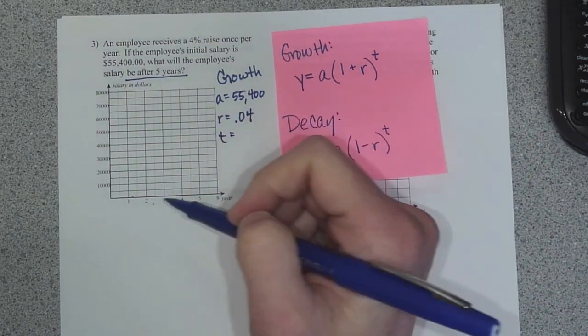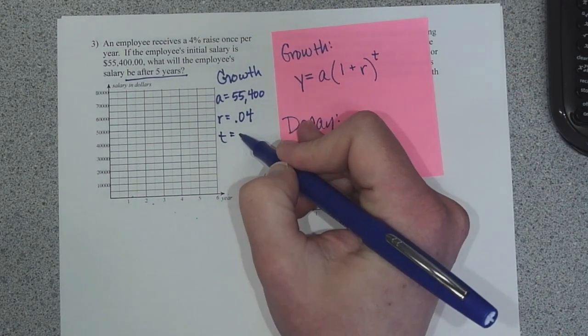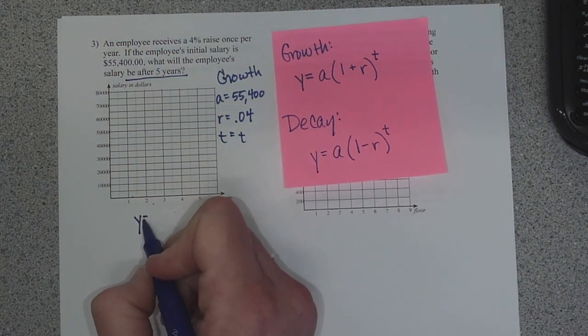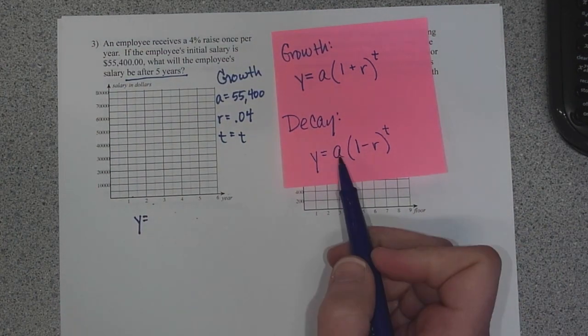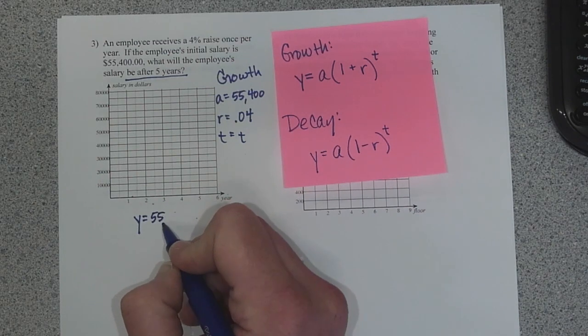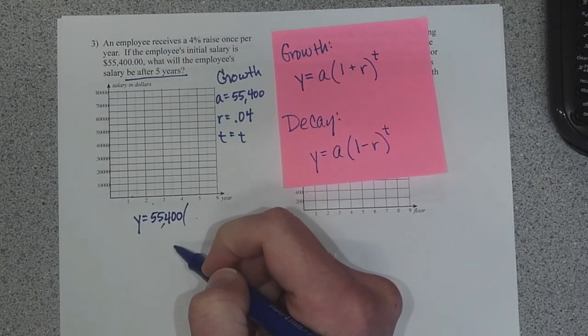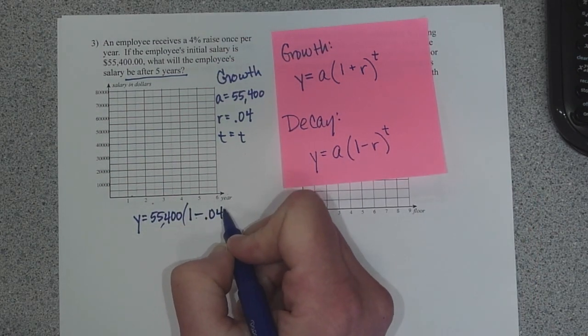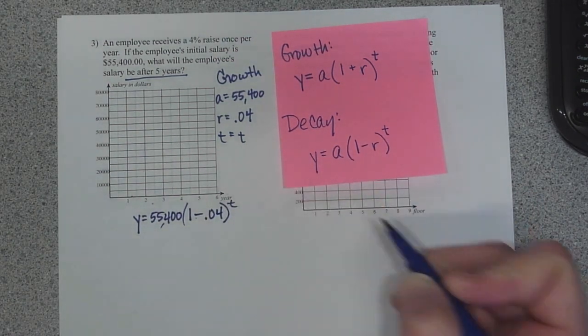But we want to build the whole table. So I'm just going to say T equals T. I'm going to leave it as a T because we're going to be changing that each time. So let's build our formula down here. Y equals, now we need the A, which is this big number, 55,400. And then 1 minus R, so 1 minus 0.04 to the power of T.